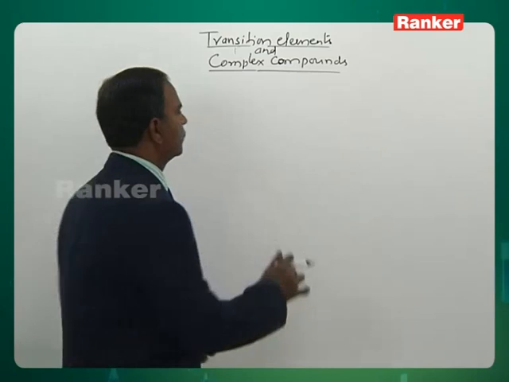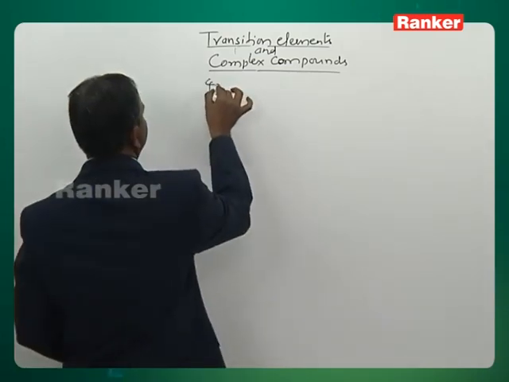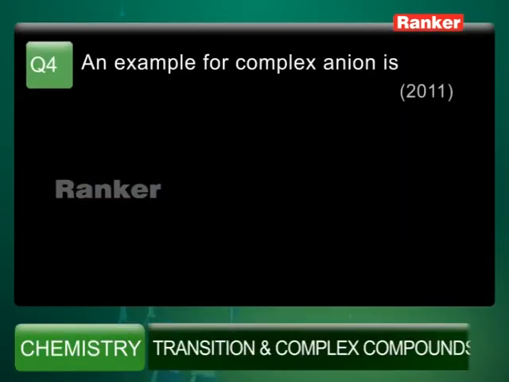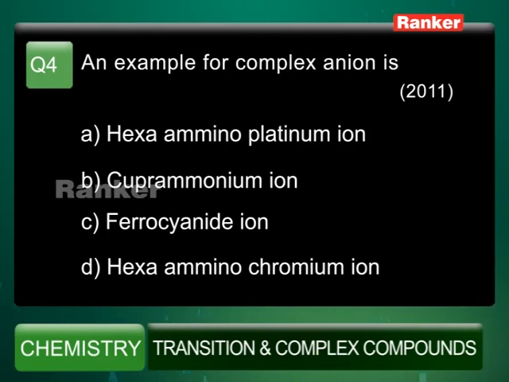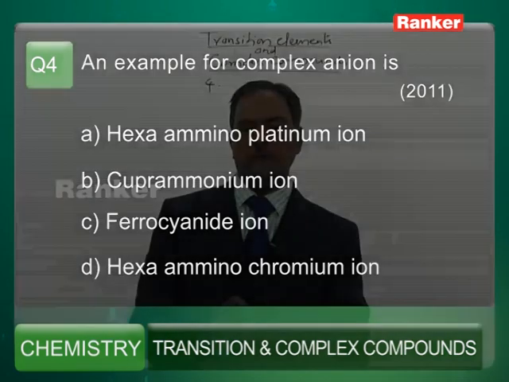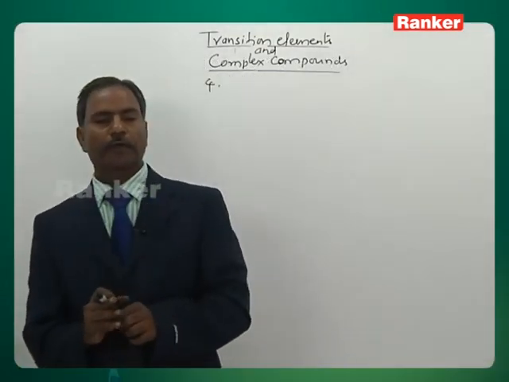Question number 4. An example for a complex anion is asked. The bracket part should be anionic. Coming to the options: A, hexaammineplatinum ion; B, cuprammonium ion; C, ferrocyanide ion; and D, hexaamminechromium ion.